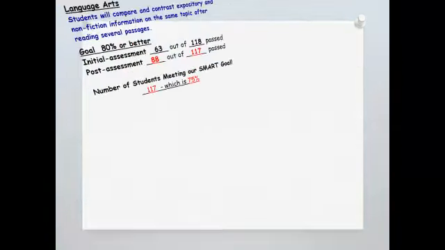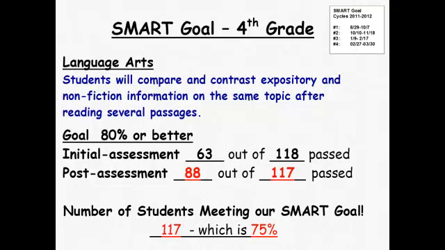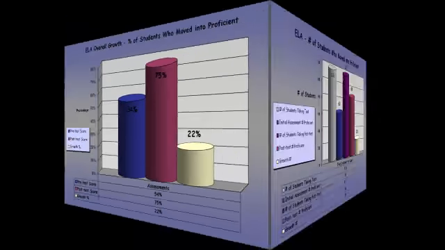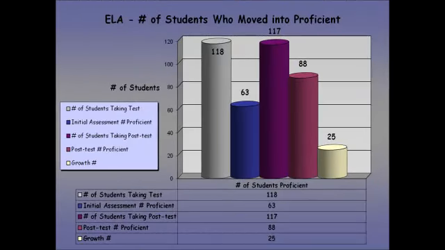And so for our results, for language arts, you can see we got 63 out of 118 students passed the first time after 2 weeks of instruction, which we were kind of happy with because it's not usually that high, but we actually had some good quality teaching in those 2 weeks. And then for post-assessment, we had 88 students out of 117 pass, which is 75% of our students. So 88 out of 117 are proficient.